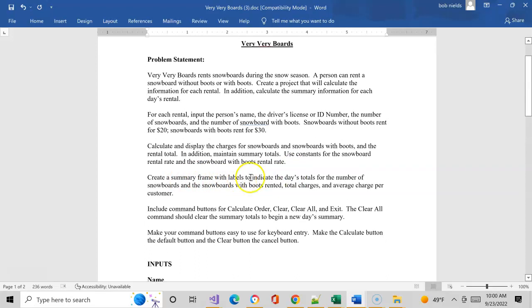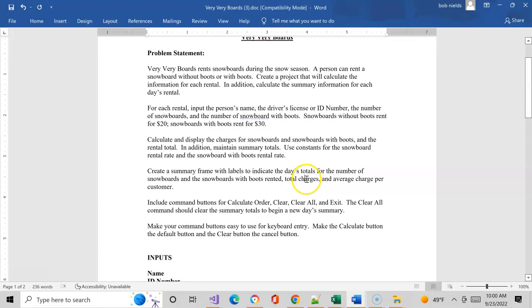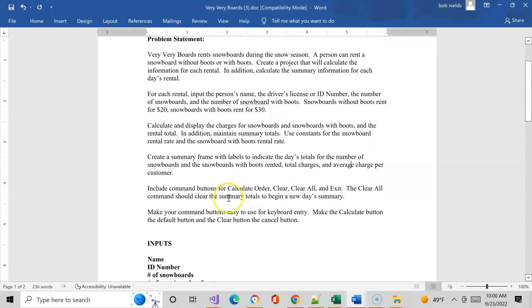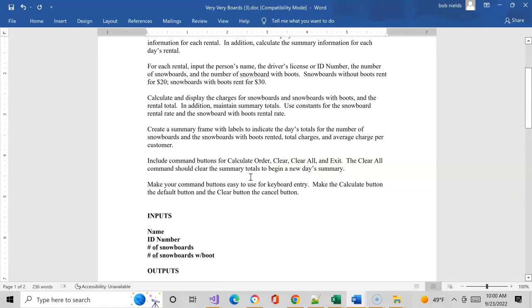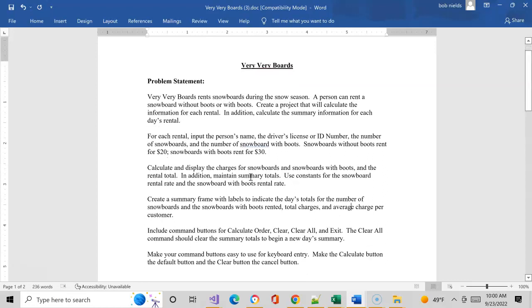Create a summary frame with labels to indicate the day's totals for the number of snowboards and snowboards with boots rented. So what they want on this application is to be able to see how many they rented throughout the day. So this is sort of like a cash register, but it's going to keep a summary for them so they can actually have a decent idea of how they're doing, how many they actually rented, the total charges that they actually accumulated throughout the day, and the average charge per customer. All right. We're going to include command buttons for clear, clear all, and exit, and so on. Okay.